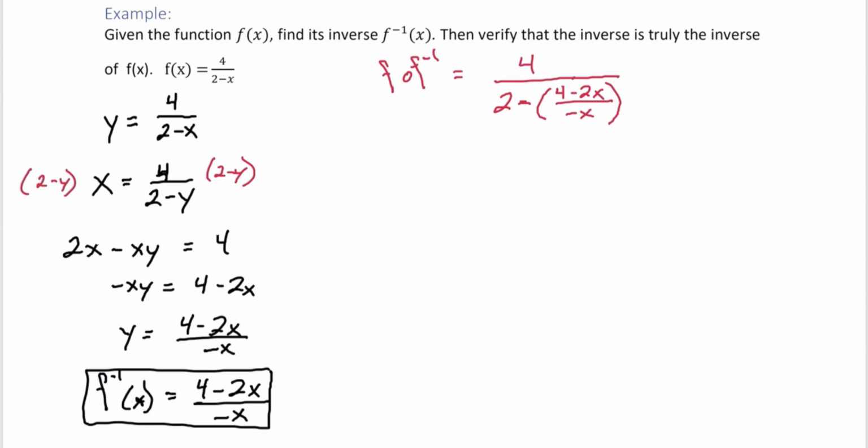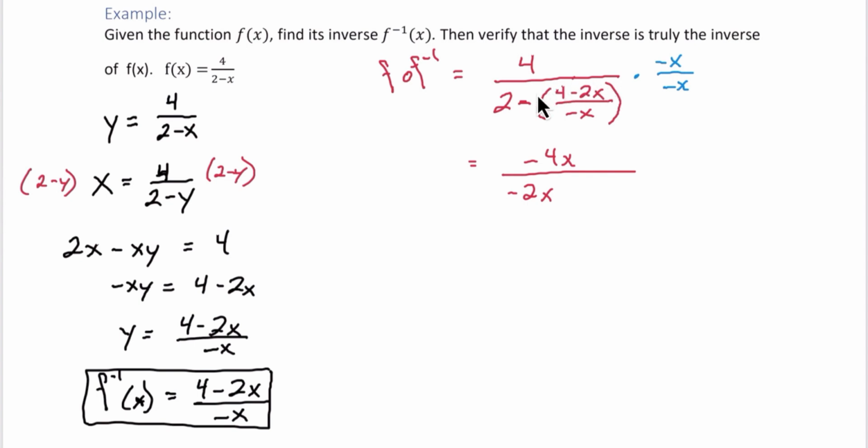Checking this example is a little bit more tedious since we have a complex fraction. So we first want to simplify the complex fraction. We can do that by multiplying the numerator and denominator by the negative x, the smallest denominator. In the numerator, we get negative 4x, and in the denominator, 2 times negative x is negative 2x, and then negative x times the fraction, the negative x's will cancel, and you're left with just the numerator.